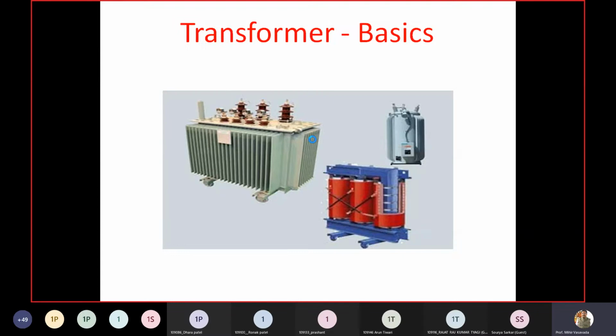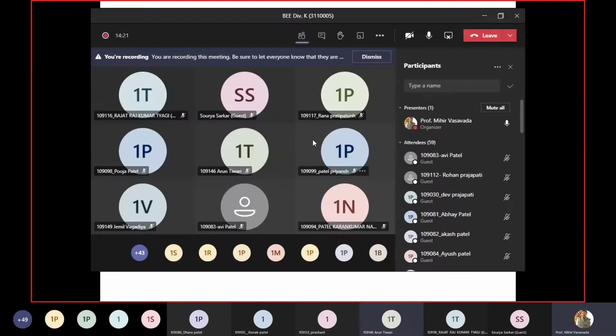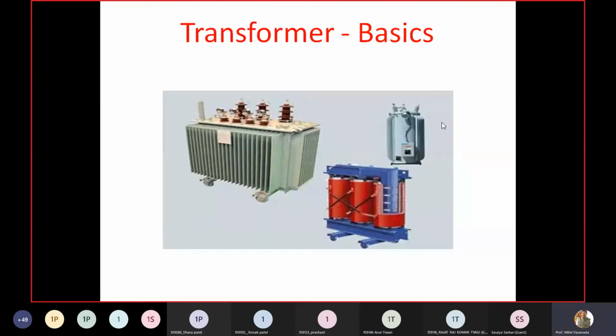Is my screen visible to everyone? Yes, sir. Yes, sir, Shivam. Yes, sir. Yes, yeah.